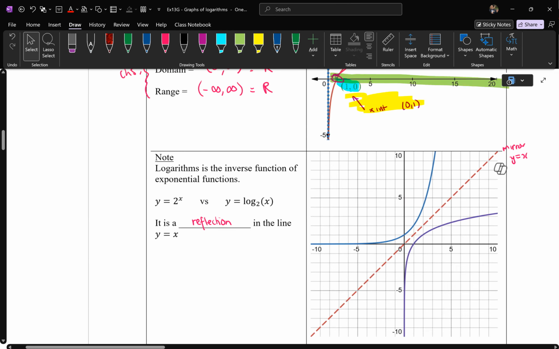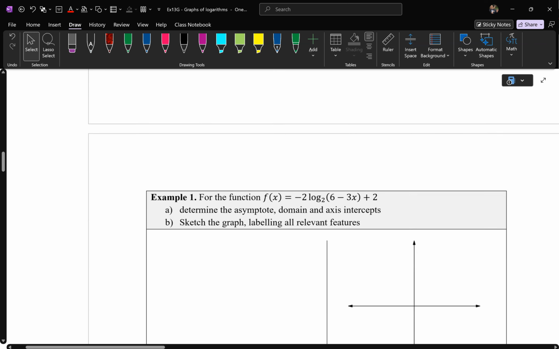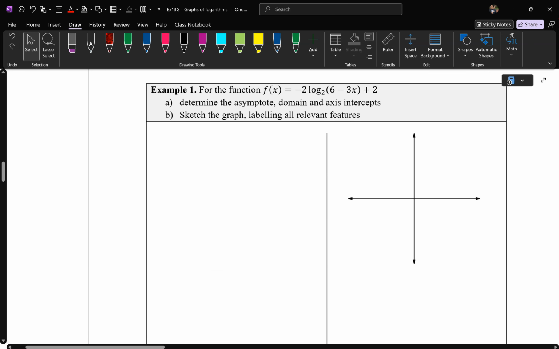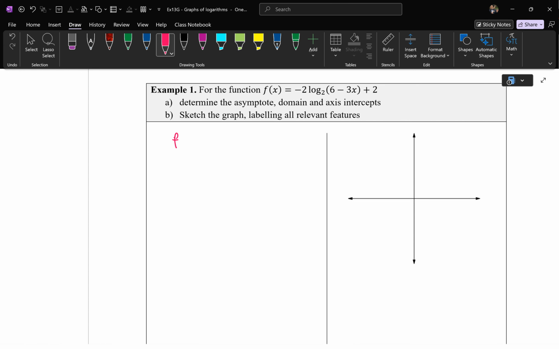Flip over the page. Once you're ready, flip over the page, and let's do an example. Let's do this one. Wow. Put a whole bunch of transformations for you there. Let's break it apart. We've got f of x is equal to negative 2 times log base 2 of (6 minus 3x), close brackets, plus 2.